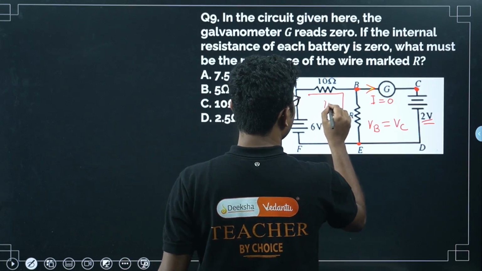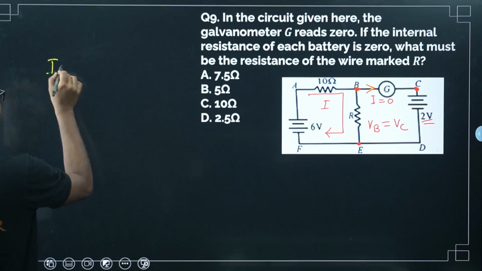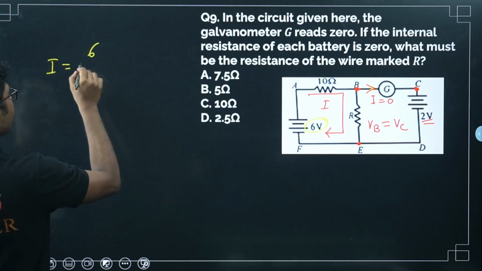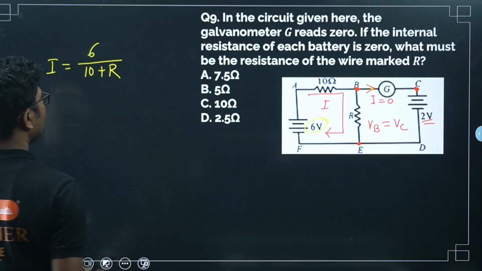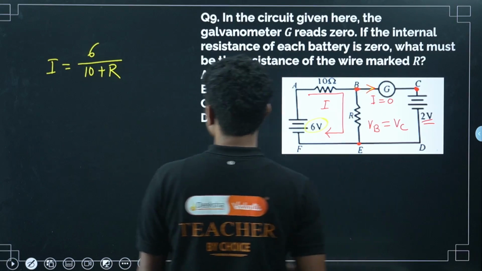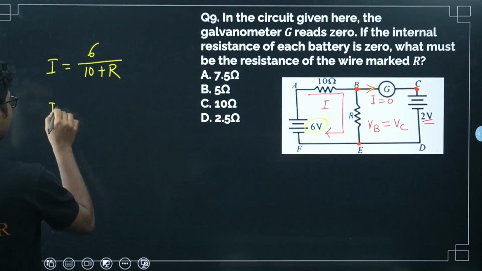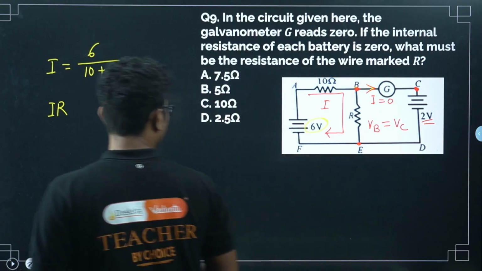This current I should be equal to this voltage 6 volt divided by the total resistance, 10 plus R. Now what is the voltage drop across a resistance? The voltage drop across one resistance is given by IR, right? So this is the voltage drop across B and E.